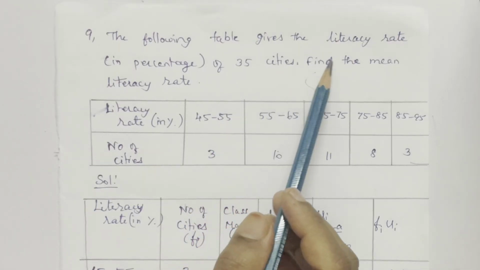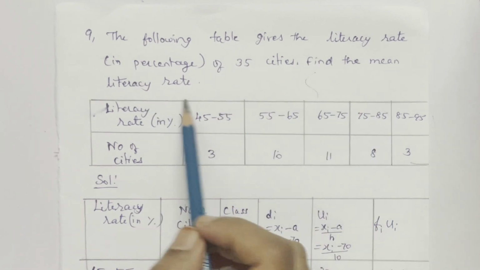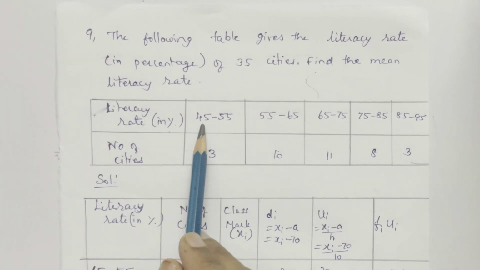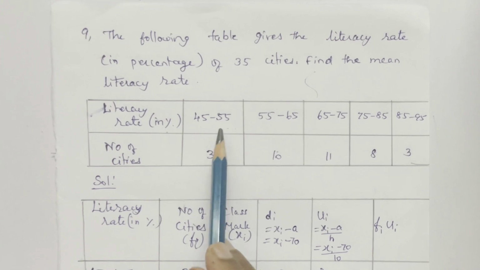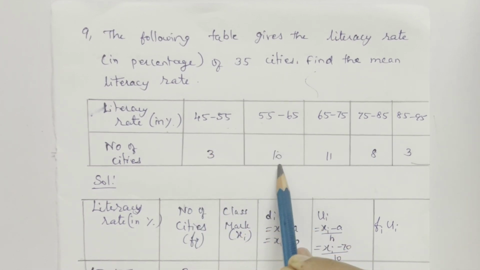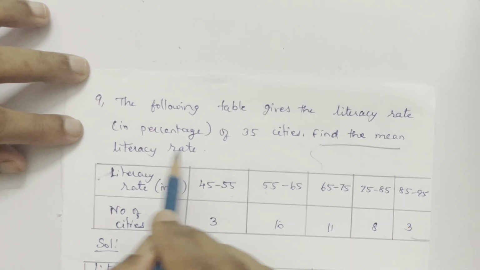The following table gives the literacy rate in percentage of 35 cities. Find the mean literacy rate. Literacy rate is given in percentage. 45 to 55% literacy rate is found in 3 cities. 55 to 65% literacy rate is present in 10 cities. In that way, observations were taken. Now we have to find the mean literacy rate.